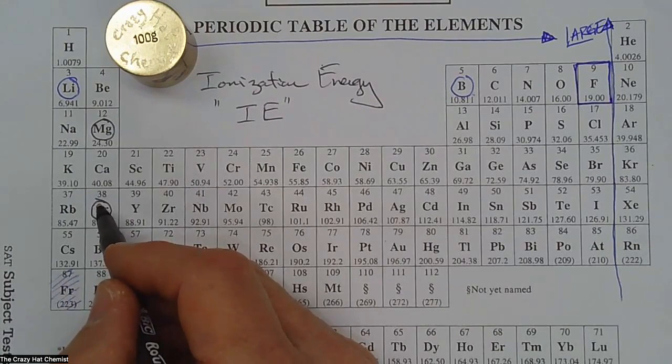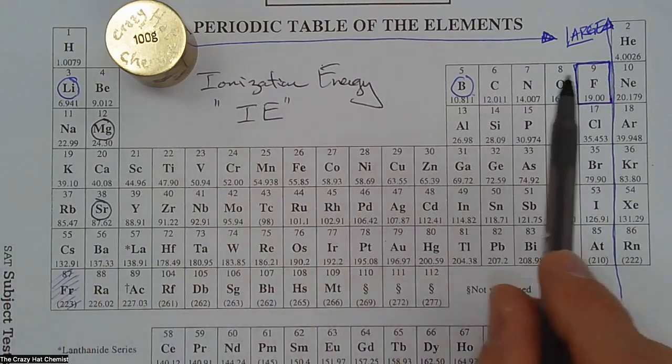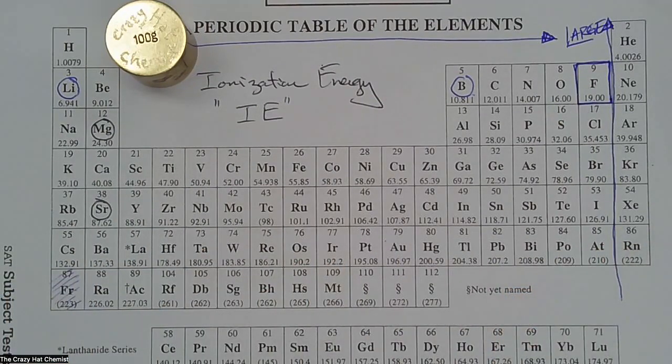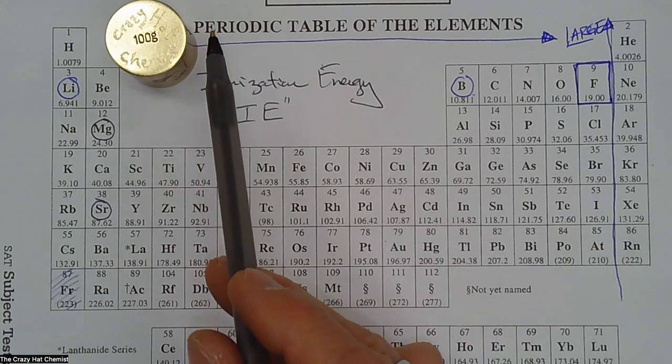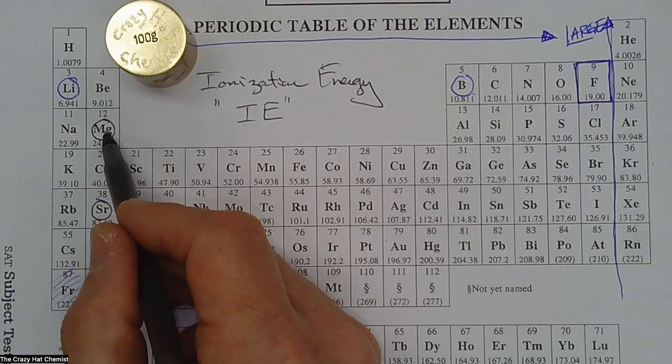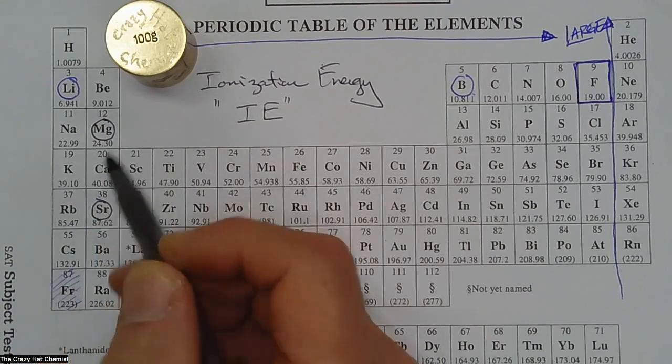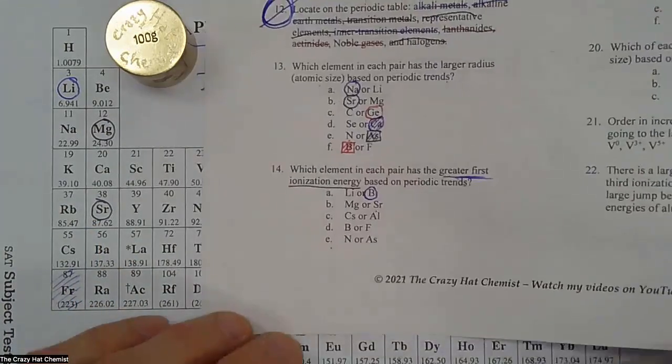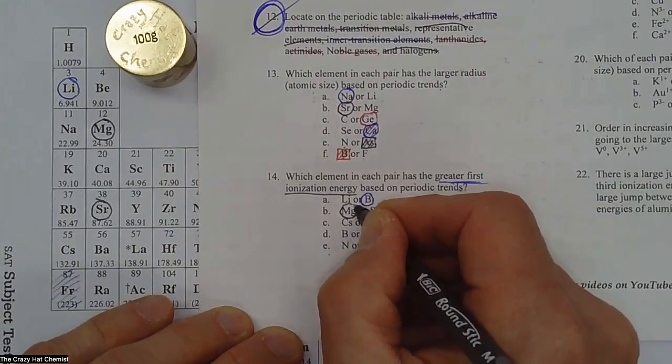And since ionization energy increases as you go to the right and increases as you go up within the group, we're looking for the greater ionization energy, and that would be magnesium because magnesium and strontium are in the same group. So that is magnesium, most certainly.